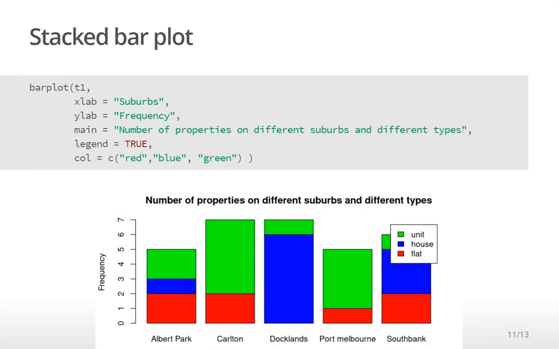Maybe you think those colors are a bit boring. That's fine. We can change the colors. With this argument, col equals to, again, please remember, guys, whenever we are dealing with more than one value, we have to use the combination function. I want to change the colors to red, blue, and green. Don't forget, because they are more than one color, I have to combine them. Otherwise, R is going to get confused. And you see it appears, flat is red, house is blue, and the unit is green.